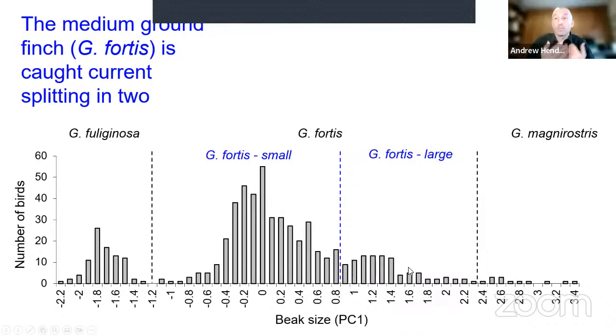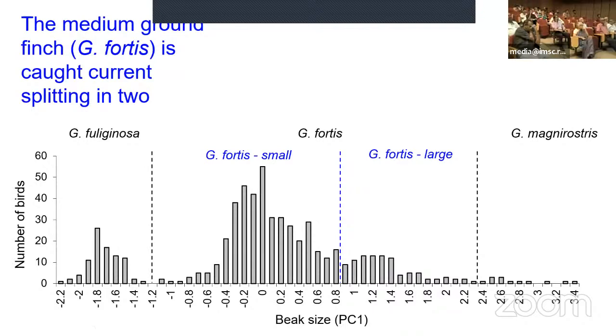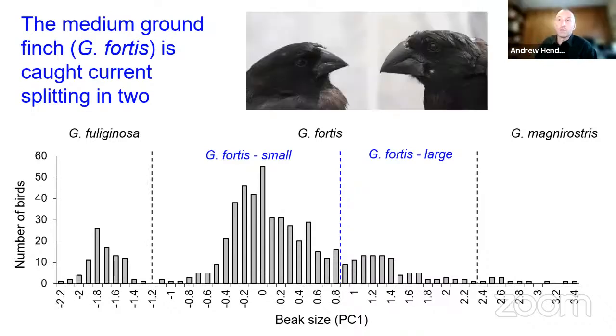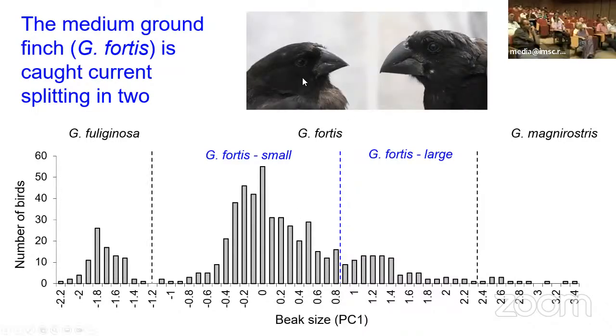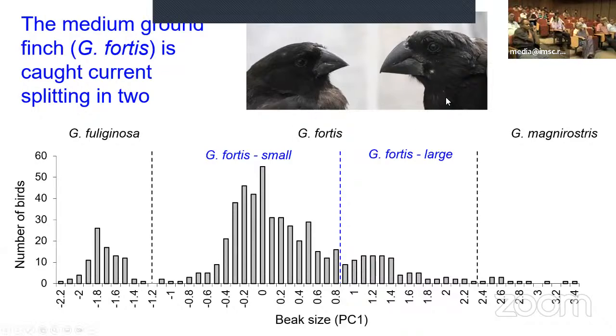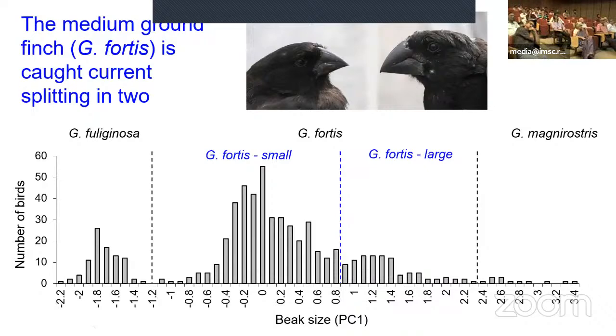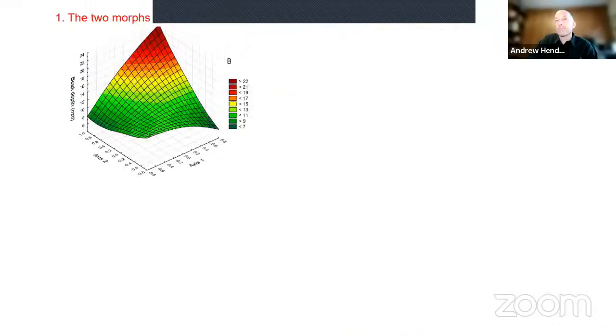So that suggests that this one species is kind of caught in the middle of this process where one species becomes two. And we can dial in on that species and try and understand what are the evolutionary forces that are causing one species to become two. This is the two morphs here within the one species, small fortis over here and large over here. So it's a big difference in the beak size. This is not a trivial variation within a species.